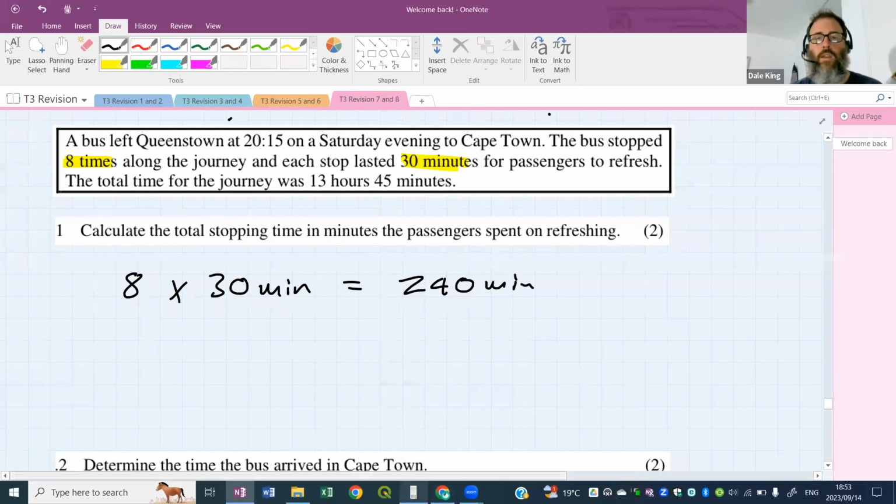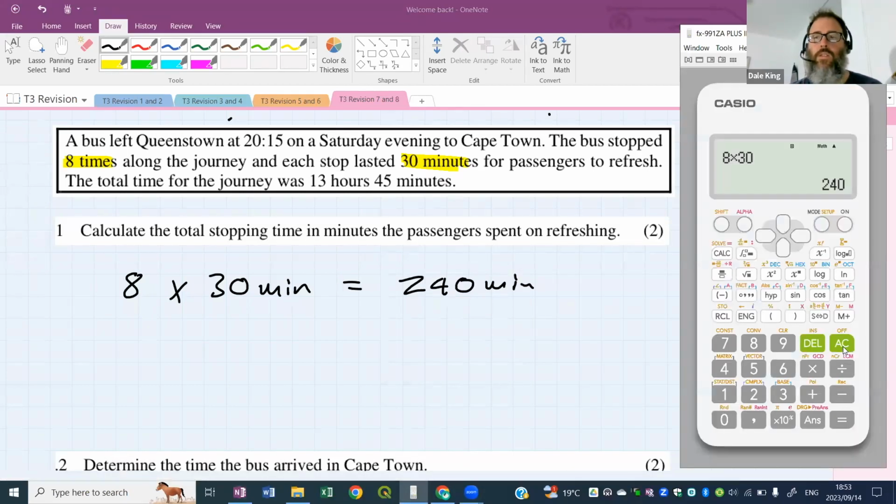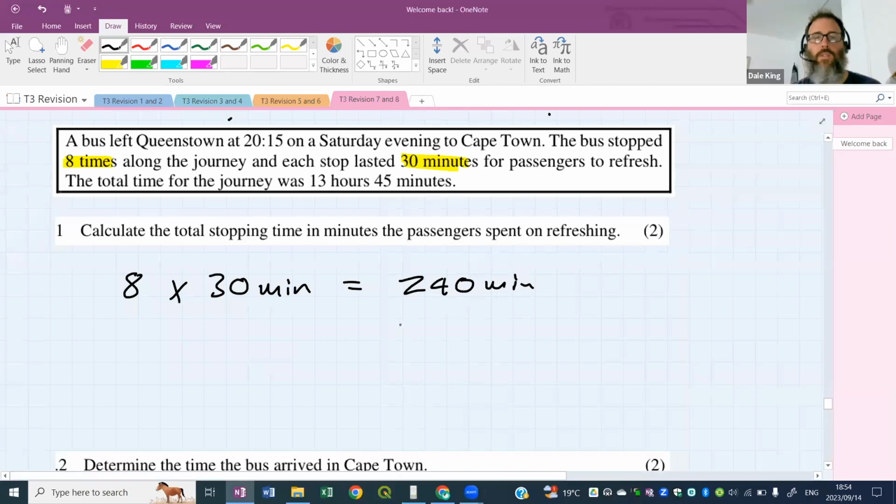By the way, if you wanted to know how many hours and minutes that was, you can use the time button like this. So 8 times 0 hours and 30 minutes. That'll show you how many hours and minutes you have, which is 4. 240 minutes is 4 hours. But they just want to know how many minutes.